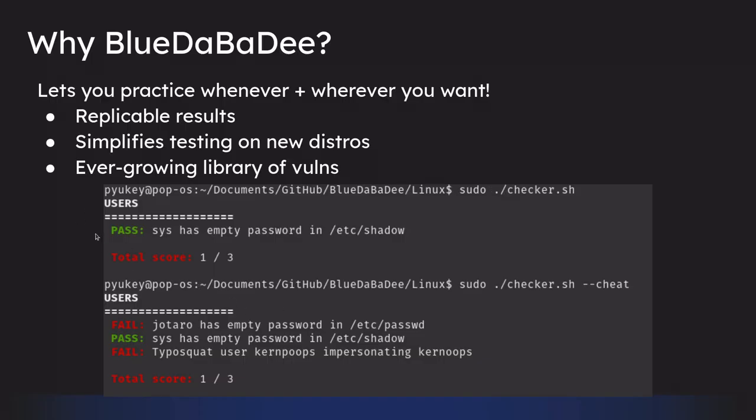So here, you can see I patched one of the vulnerabilities, and that's only 1 out of 3. I still got more work to do. But if I don't know what's going on, I need some help, I can cheat, and it'll give me pointers. And so that can help me go towards completely patching everything. So the idea here is to make it really easy for you guys to train on your vulnerabilities.